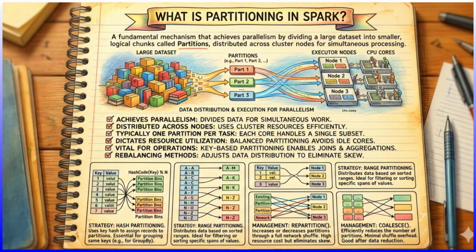And finally, know your data. Choosing between hash and range partitioning depends entirely on your query pattern. Use hash for broader distribution and range for sorted, span-based analysis. Ultimately, a well partitioned Spark job minimizes the shuffle, that is the network movement, and maximizes parallelism, that is the simultaneous work. By mastering these two, you transform Spark from a simple tool into a high performance engine.